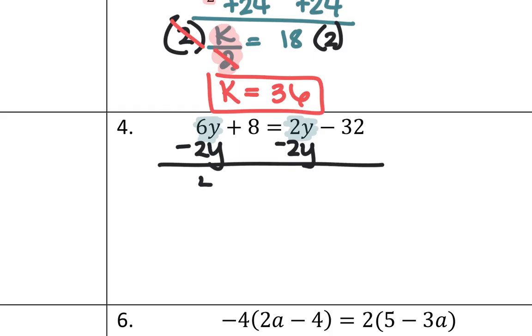All right, that gives me 4y. You bring down the plus 8. The 2s cancel out, minus 32. All right, I'm still going to highlight that y.